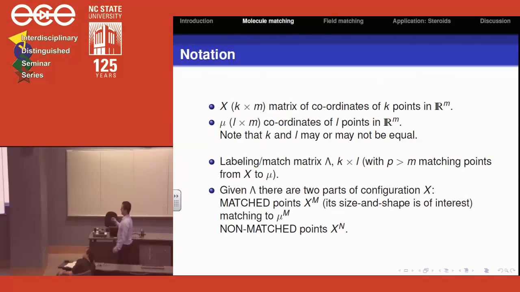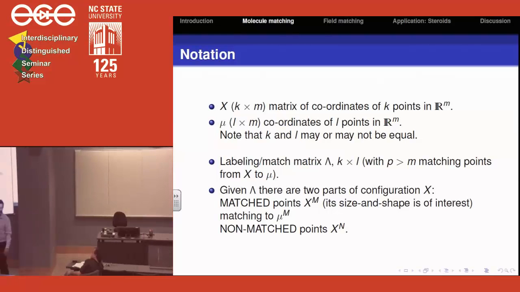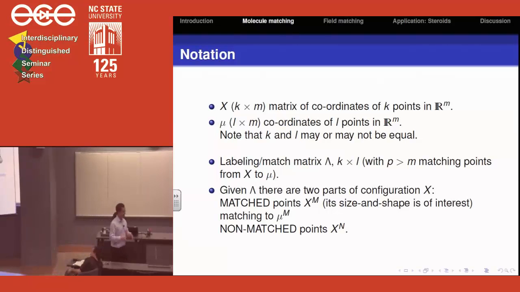And if I have this labeling matrix, I know that not all the points are going to match up because I have a different number in each of the molecules. So I'm going to have some parts which match, which I'll call xm, and some parts that don't match, which I'll call xn, non-matching. I'm not going to have too much notation, but I thought I'd just introduce a little bit here, and then some of the model as well will perhaps be a little bit more understandable.